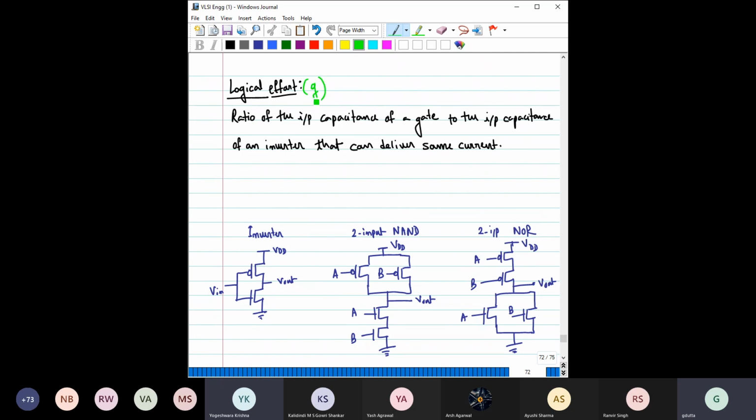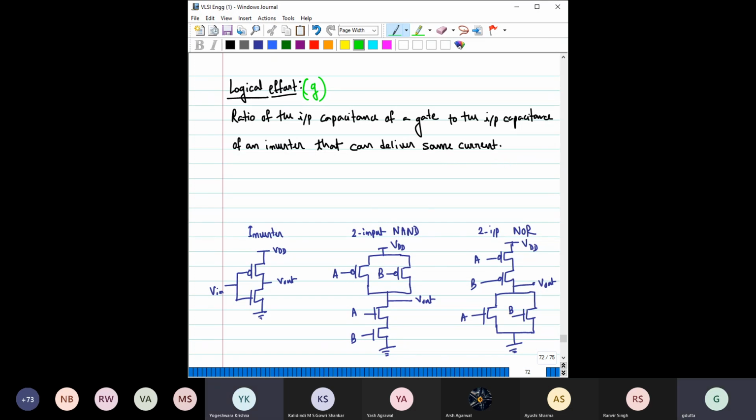So logical effort, which we are representing here with the symbol G, can be defined like this. How to find the logical effort, it is not a definition actually, is basically the ratio of the input capacitance of a gate to the input capacitance of an inverter that can deliver the same current.